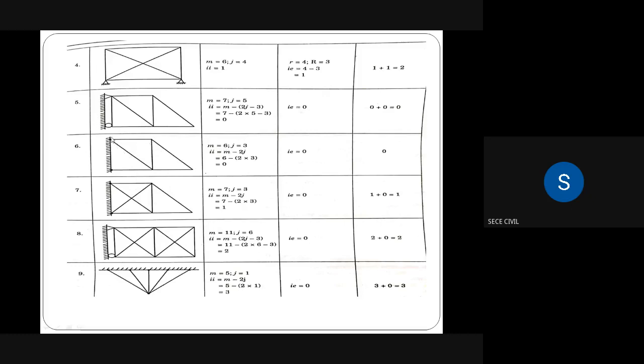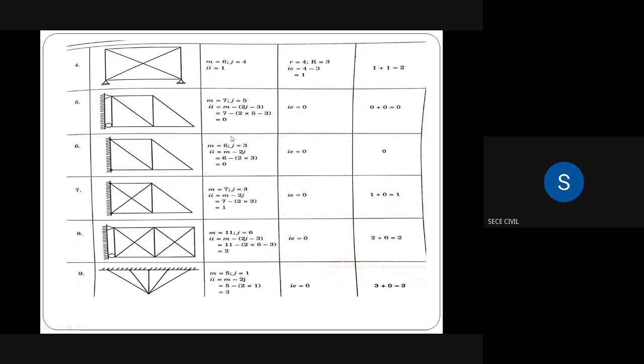For joints, we should not consider this as a joint, since this one is a fixed support. So this one is joint 1, joint 2, joint 3. Totally 3 joints are in this problem. So j is equal to 3.